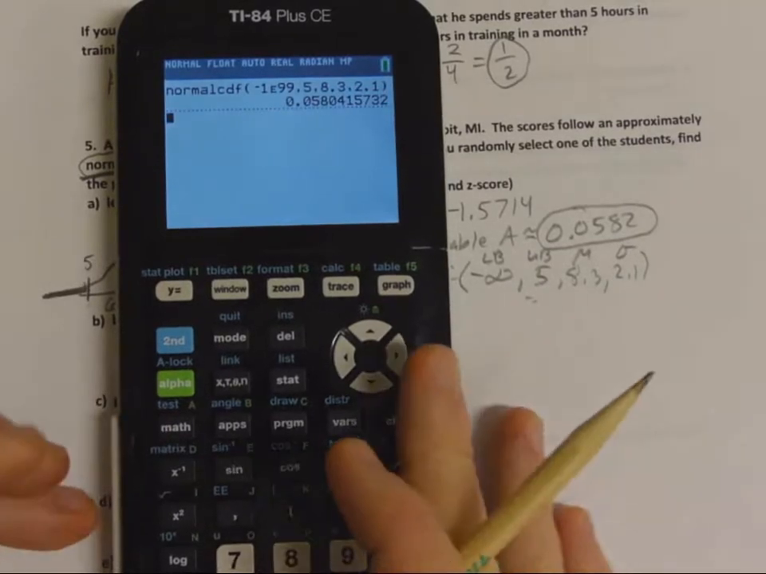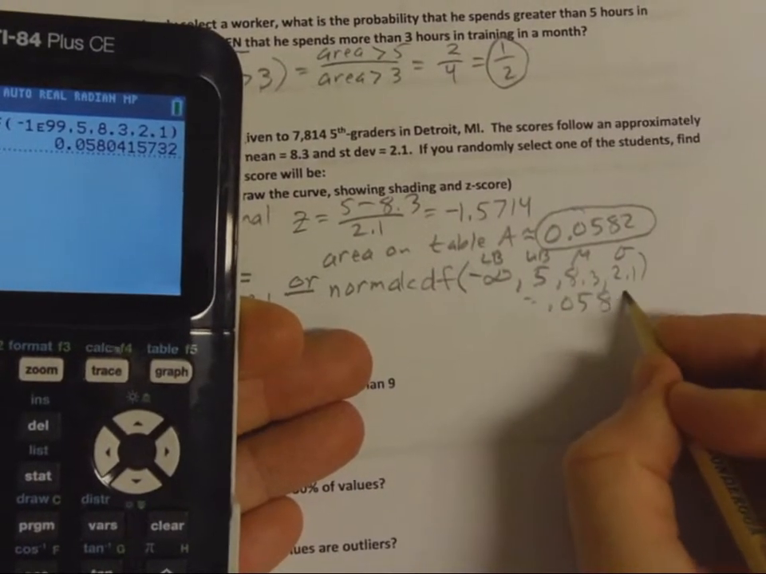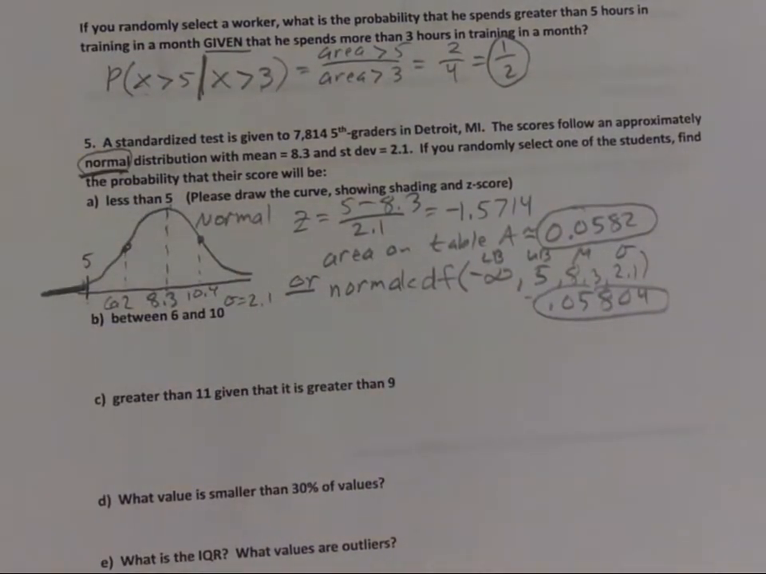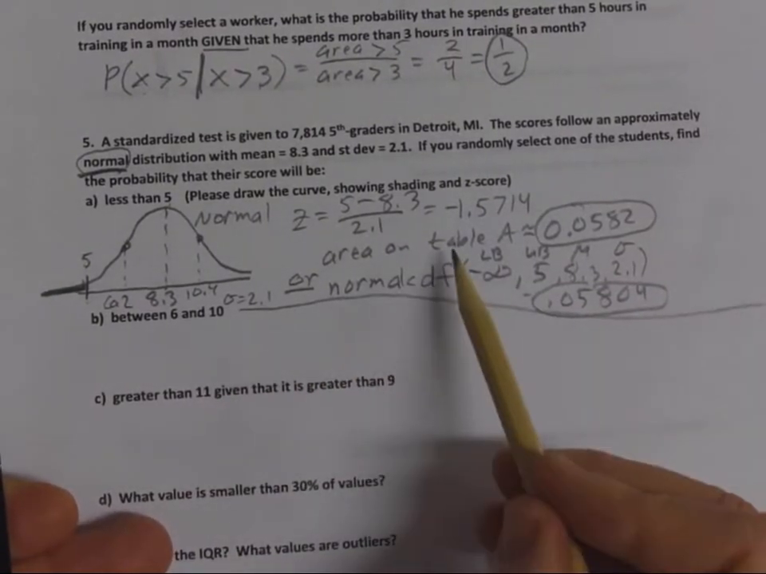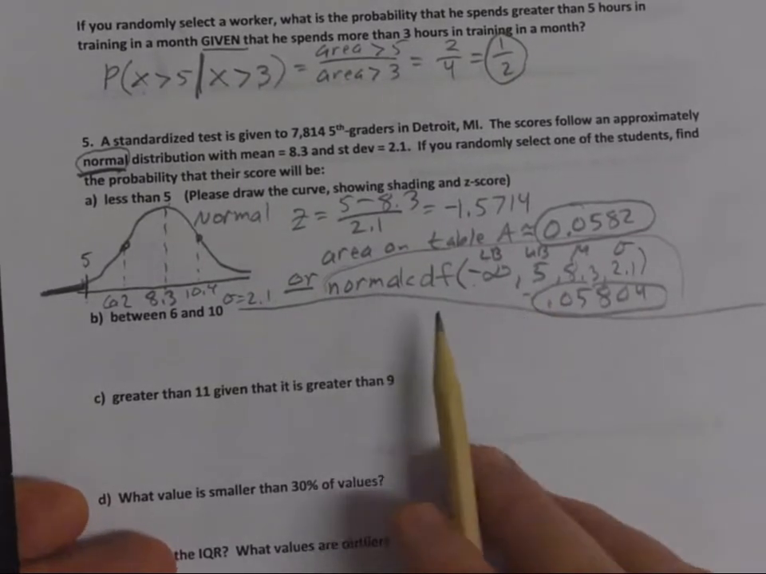And so that gives us 0.05804. It's actually a bit more precise answer than the one off the table, but that's how you do it. Now, technically, on the AP Stats exam, if you just wrote this, you would get full credit for showing your work.